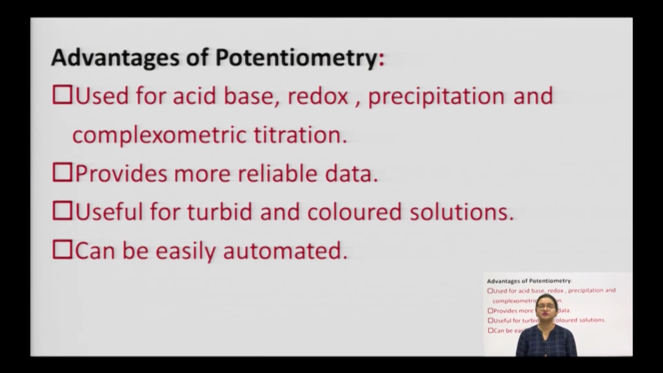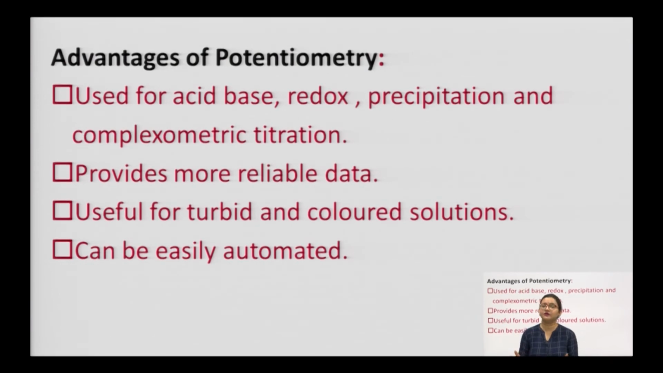So, for those kinds of solutions, if turbidity is there or it shows a deep intense color which is not to be shown as per the protocol, then you can easily follow the potentiometric method, or potentiometric titration, which can easily determine the electrode potential. Then the last advantage or application of potentiometry is that it can be easily automated.